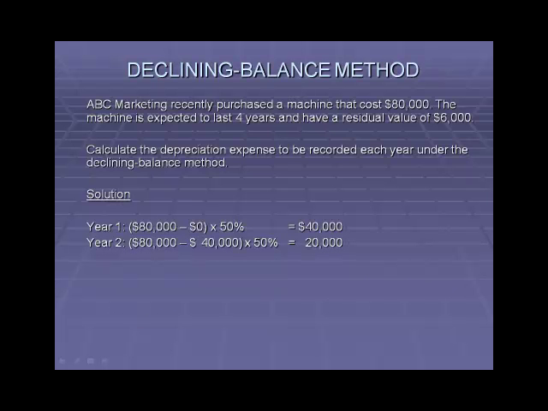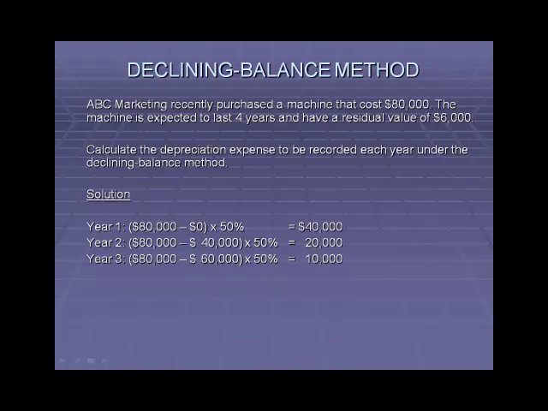For year 2, we're going to take that accumulated depreciation, which is now the total of year 1's depreciation, and subtract that from 80,000. So 80,000 minus 40,000 is 40,000. That times 50% is 20,000.